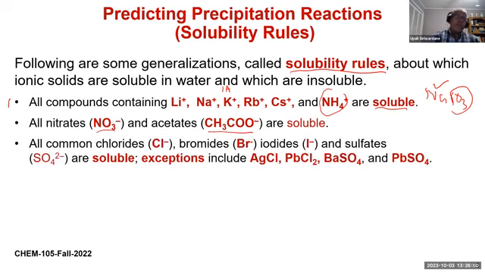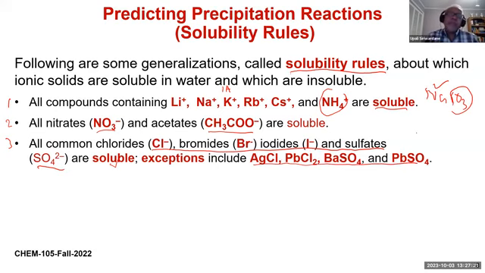Then the third rule is chloride, bromide, iodide, and sulfate. Sulfate is SO4. We have talked about it. These are generally soluble. There are four exceptions: silver chloride, lead chloride, barium sulfate, lead sulfate.